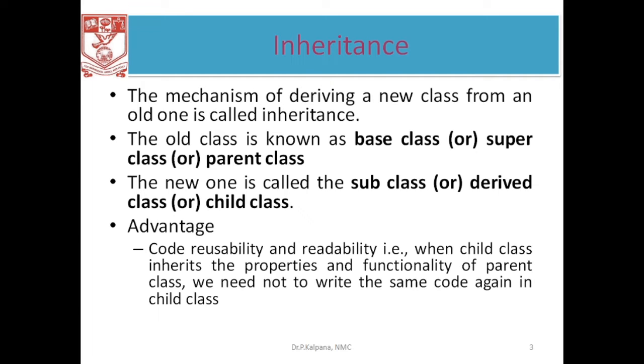The mechanism of deriving a new class from an existing class is called inheritance. The old class is called a base class or superclass or parent class. The new class is called a subclass or derived class or child class.